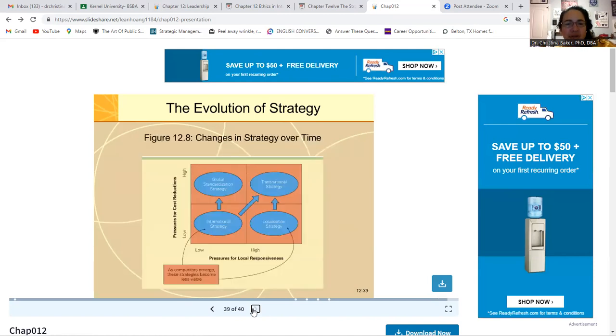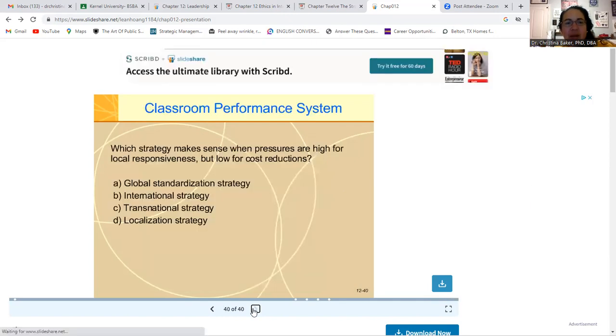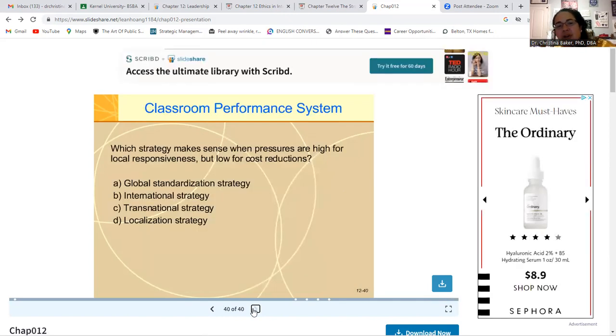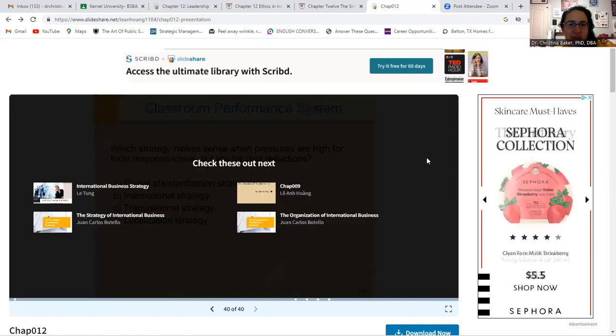Changes in strategy over time: global standardization strategy from the international strategy, transnational strategy, a localization strategy. Which strategy makes sense when pressures are high for local responsiveness but low for cost reductions? A global standardization strategy, international strategy, transnational strategy, or localization strategy?